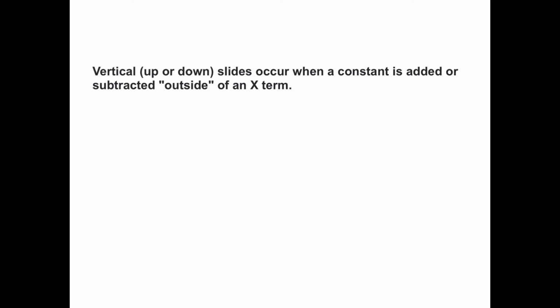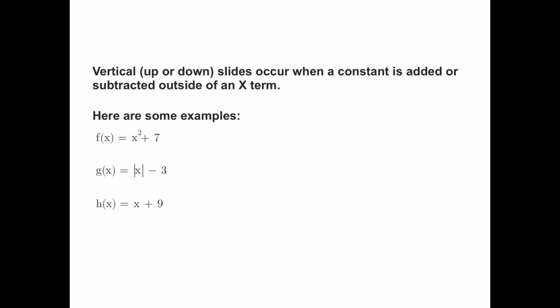So here's our first concept. A vertical or up or down slide occurs when a constant is added or subtracted, quote unquote, outside of an x term. And I'm going to give you some examples that'll help make that seem like an easier concept to understand when I say outside of the x. So here are 3 examples. These are all outside. Write them down and I'll explain what makes them outside, if it's not obvious to you.